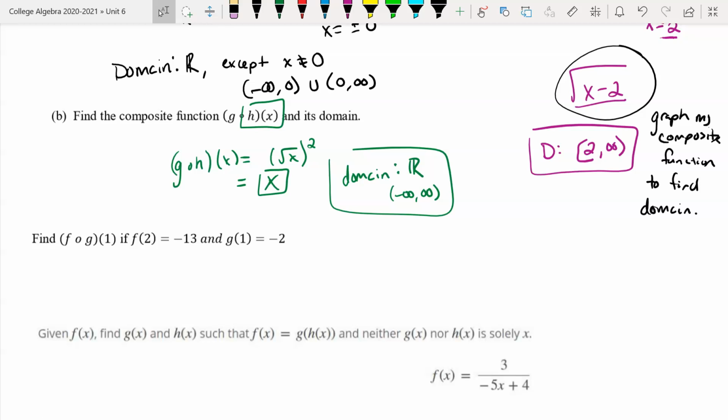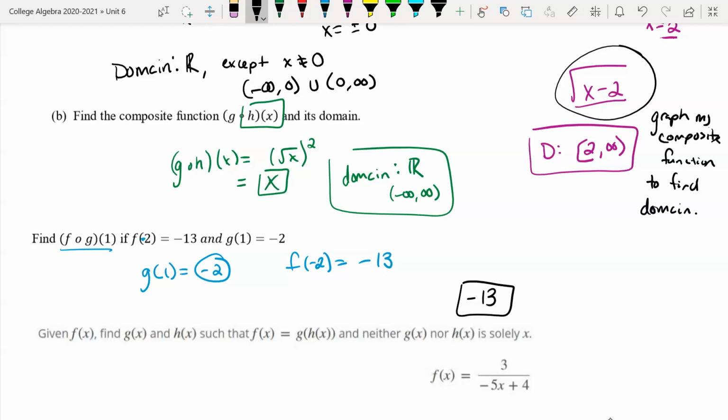Okay? Some other things you might see on the Hawks, it says find f of g of 1 if f of 2 equals negative 13. That should be negative 2 just by the way. And g of 1 equals negative 2. Well, remember, I can break this into sections, right? I can do g of 1 first, which we know is negative 2. And then I take my answer and I plug it into f of x, which we know is negative 13. So the answer to this problem, they really just gave it to you. It's negative 13. If you follow the order, right, I take my g of x answer, I plug it into f of x. That's how a composite function works. And whatever I get for that is my final answer, which ends up being negative 13.